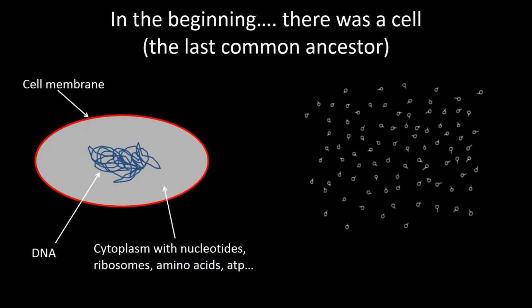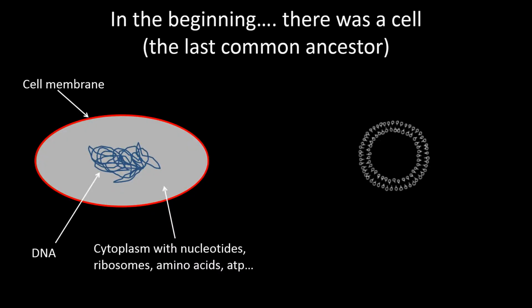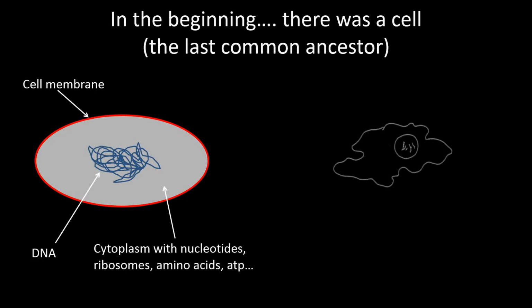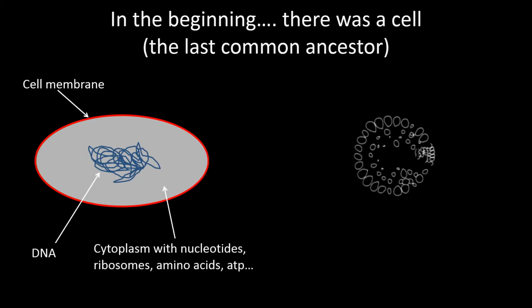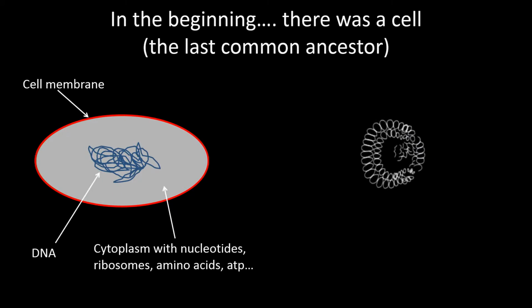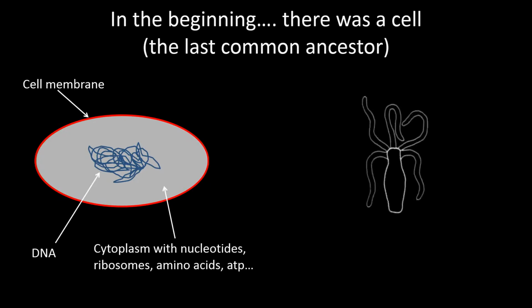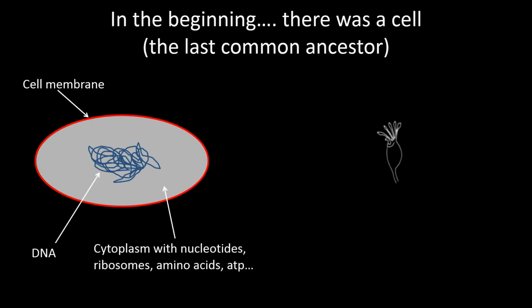So, in the beginning, there was a cell. You see the little animation on the right there. It shows the general evolution of life from a single-celled organism, the last common ancestor. And there is no biologist, I think, that would disagree that all life on Earth originated from a single cell.